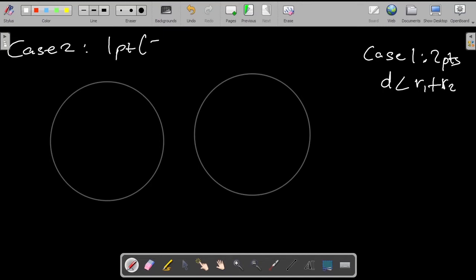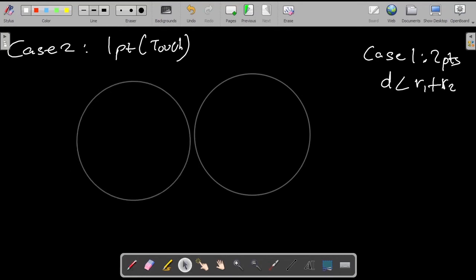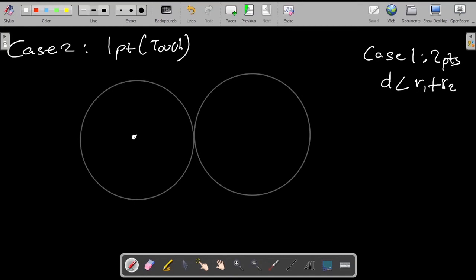So 1 point, or just a touch of each of these circles, and we expect that they only touch maybe on the circumference somewhere there. Let me just make these touch so that they actually do touch. And it makes sense, using the analysis that we previously used, that we expect to have the radii of each of these equal the distance between their centers.